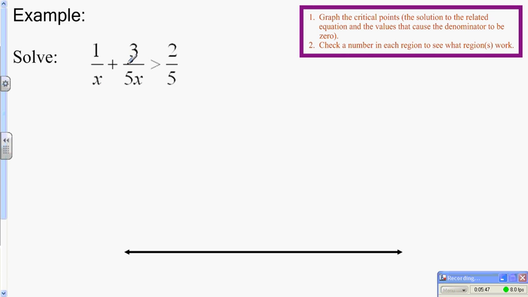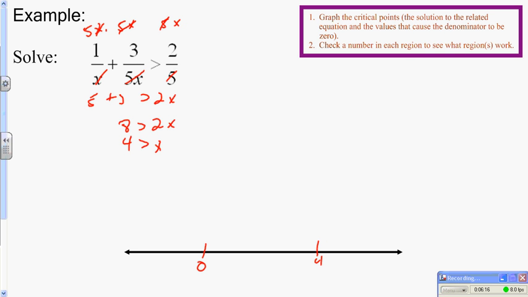Another inequality, same type of question. Now it's 5x. x's cancel, you're left with 5. Everything cancels, you're left with 3. 5 cancels and you're left with 2x. 8 is greater than 2x. And we have x less than 4 when I divide by 2. Critical point is 4. The other critical point is 0, because 0 times any of those would give us a denominator of 0.